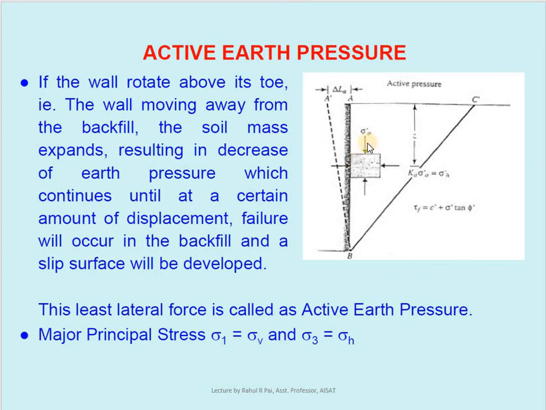So if you see here in the figure, this vertical stress is the major principal stress, and this horizontal stress is the minor principal stress, because here the horizontal stress is reducing. That is why it is a minor principal stress, and the vertical stress acting from the top on this particular soil mass selected here is the major principal stress. Just for understanding, we need not go too much into the detail of this, just understand the concept.